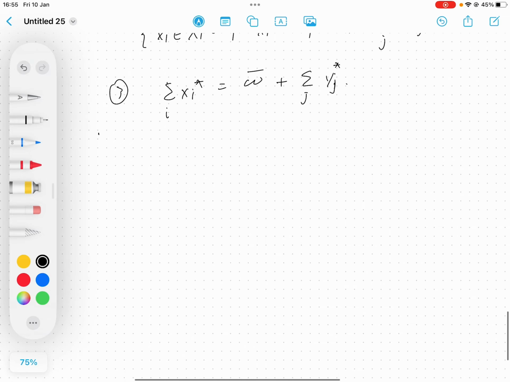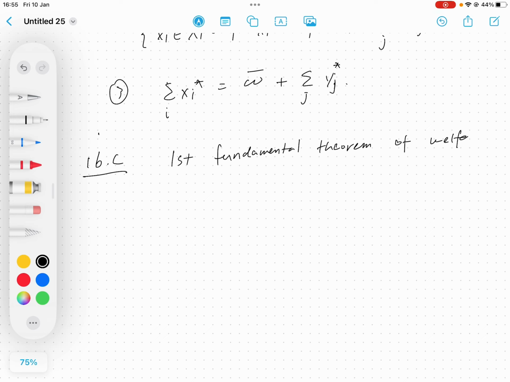Okay. So now let's move on to 16.C to talk about the first fundamental theorem of welfare economics. Okay.